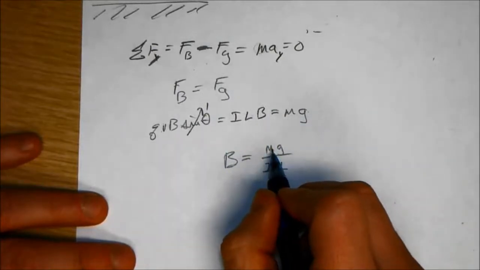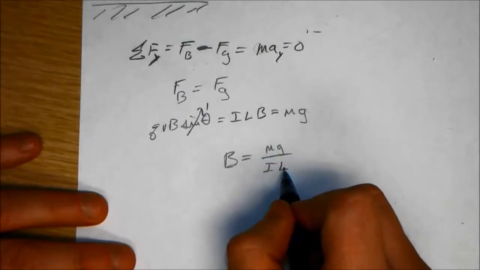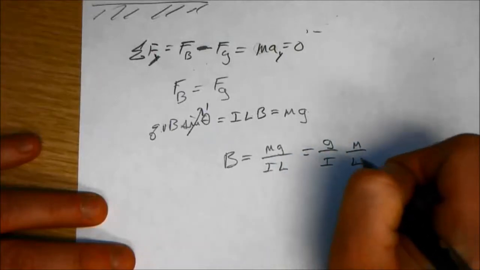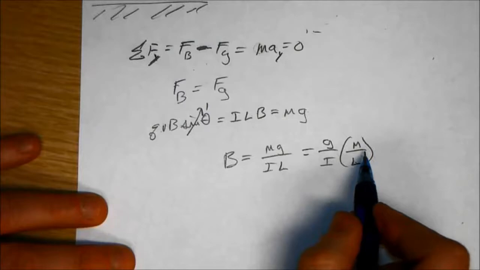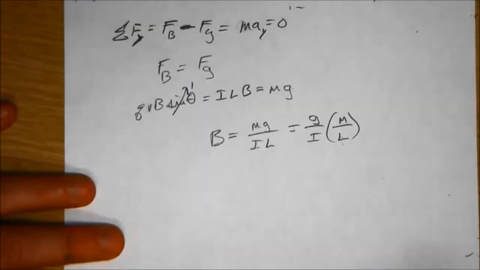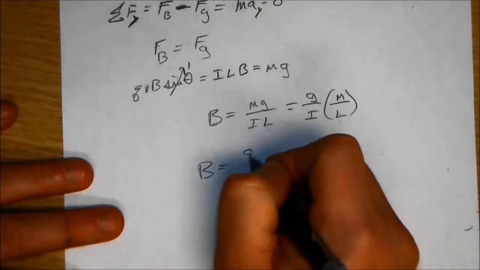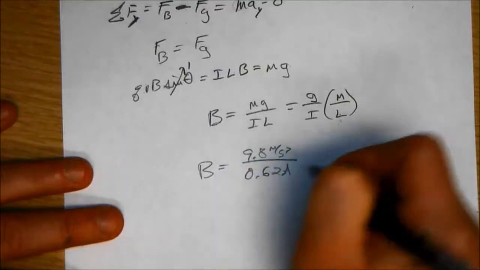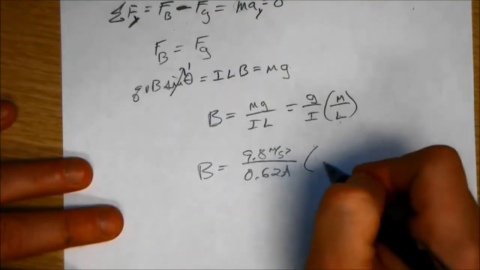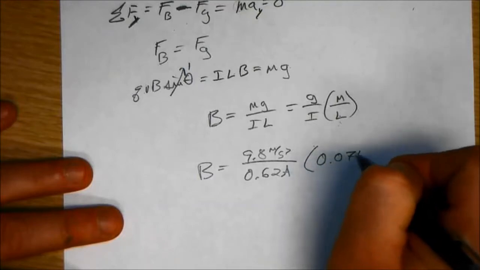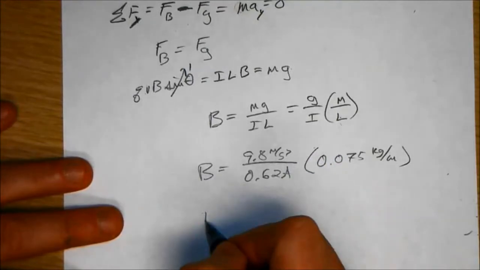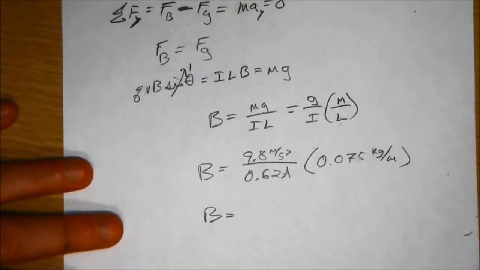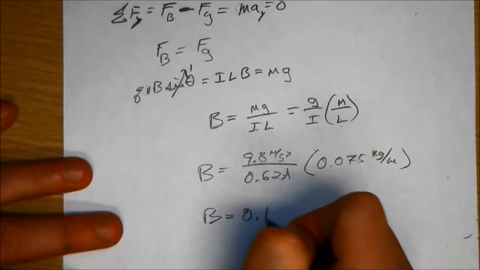We don't have the total mass, and we don't have the total length. But what do we have? If we have g over I, we have m over L. All I did was move stuff around, and what do you know? m over L was given explicitly up here. So B is equal to 9.8 meters per second squared over 0.62 amps times m over L, which is 0.075 kilograms per meter. So you can plug that in and you get your 0.119 Tesla.